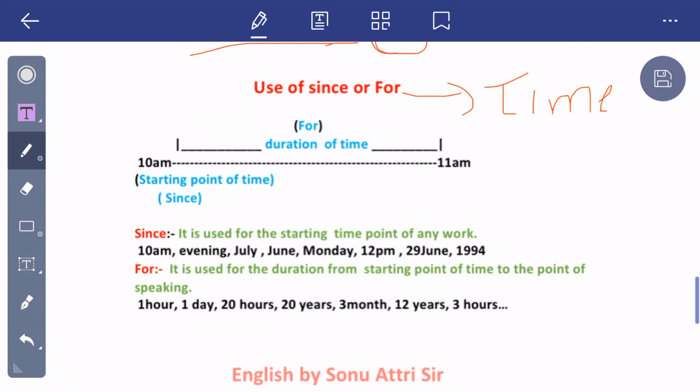Actually, suppose I have taken 10 a.m. and 11 a.m. Suppose it is the work starting point and it is the ending point. So the starting point of time is 10 a.m. This starting point of any action will be expressed with since. And how much time have we taken up to here? 10 a.m. to 11 a.m., we have considered here 1 hour. So 1 hour is the duration of time. So to express any duration of time we use for, or to express any starting point of time we use since.